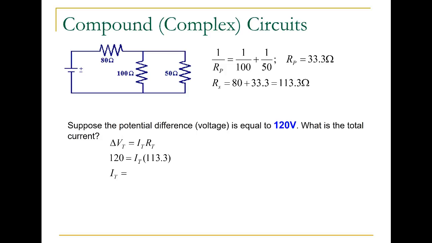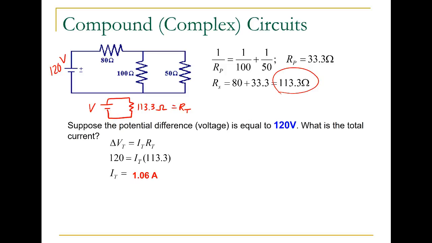Now, let's say that we had the same circuit, but we had 120 volts. We've already found that the equivalent resistance of the circuit is 113.3 ohms, so now we can calculate the total current. Remember that what we're doing is we're starting with an imaginary reduced circuit that just has one resistor, which is the total or equivalent resistance. Okay, and so that means that 120 over 113.3 is 1.06 amps.